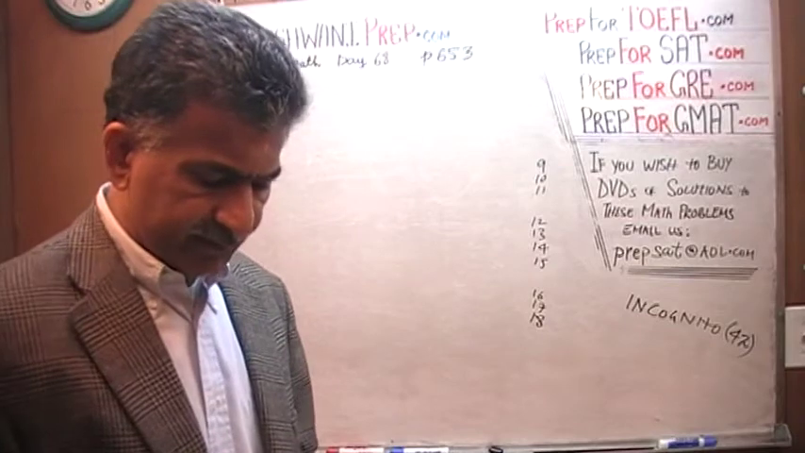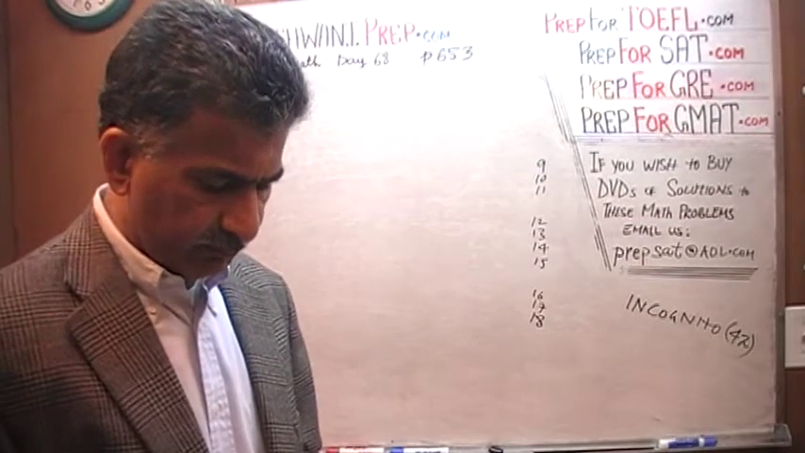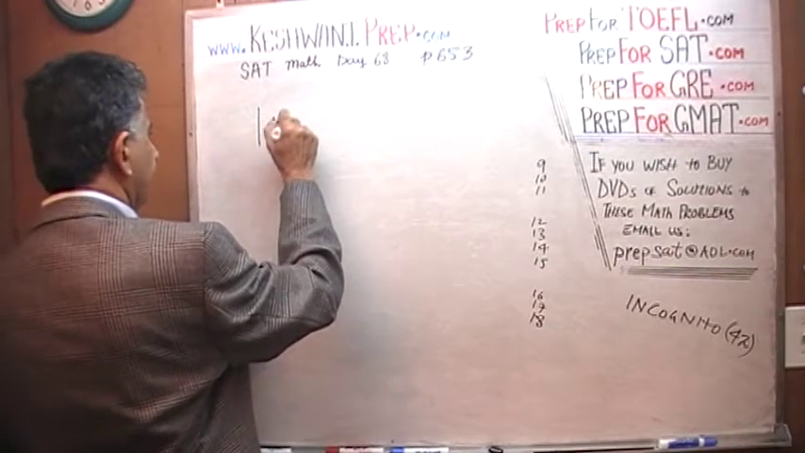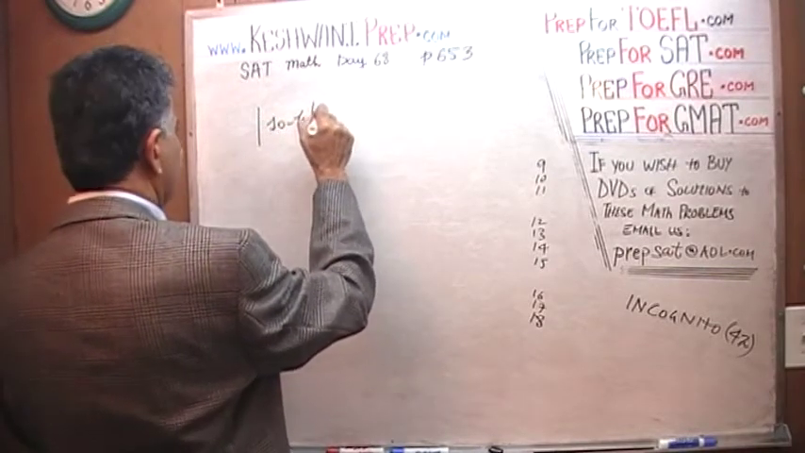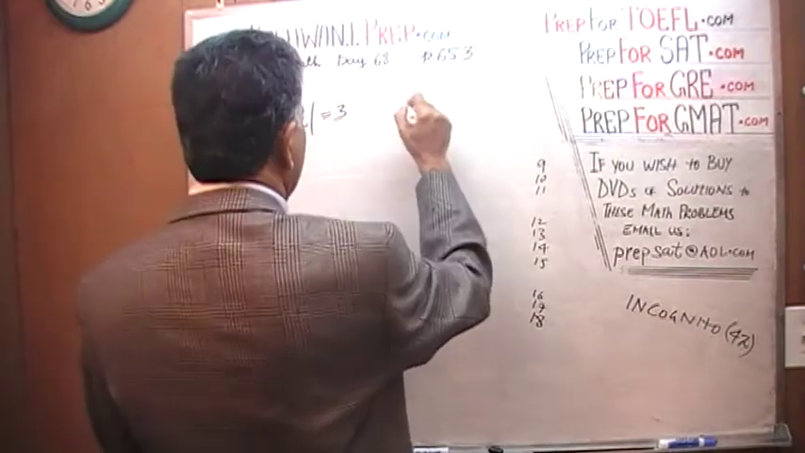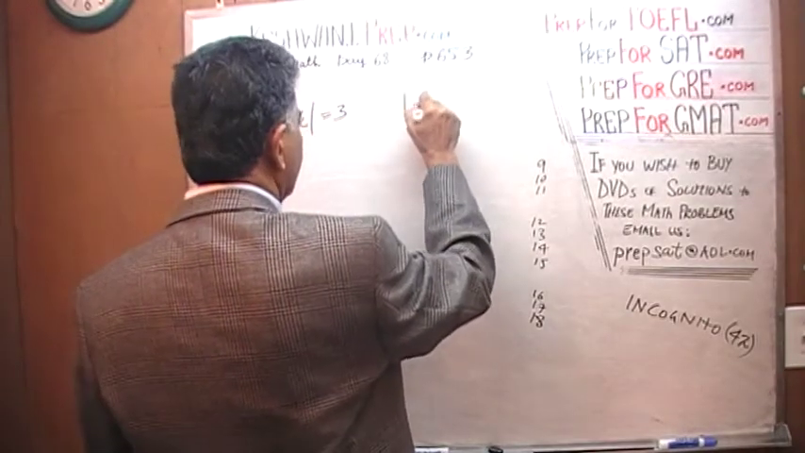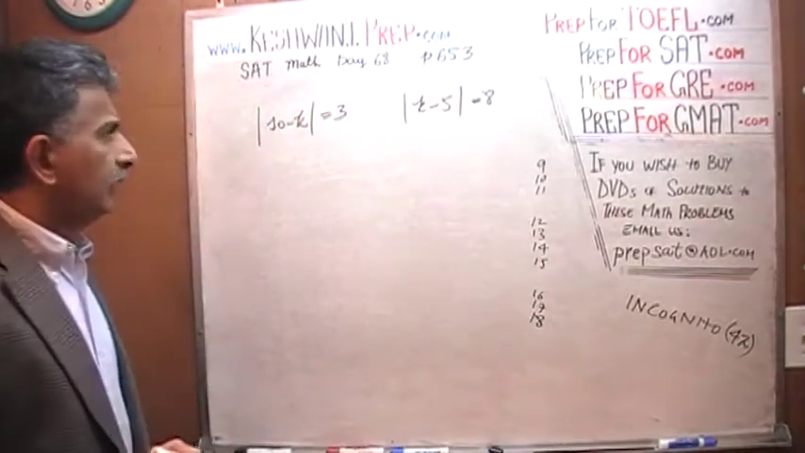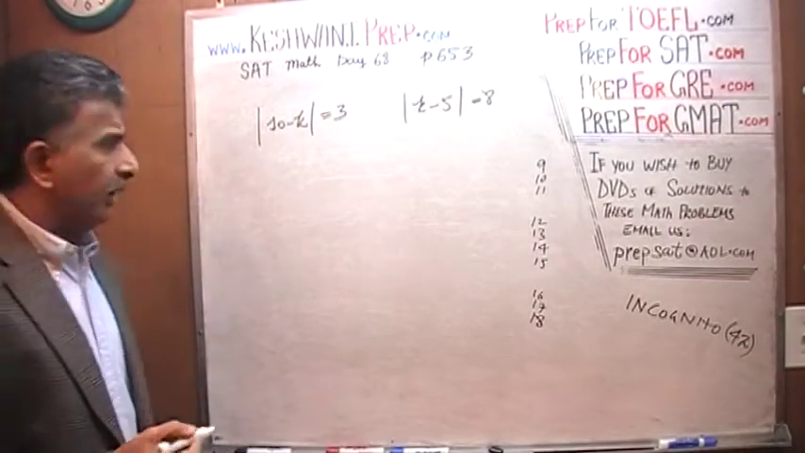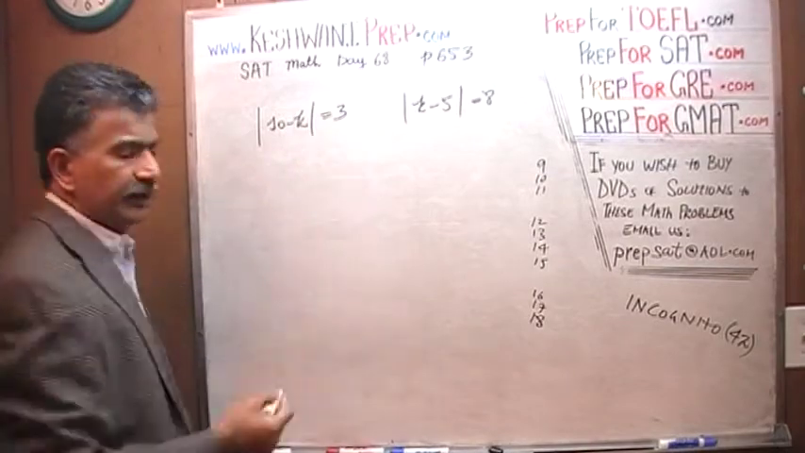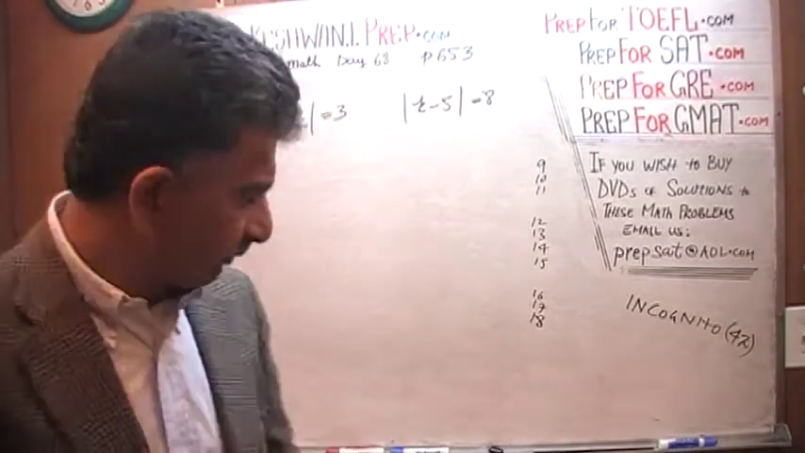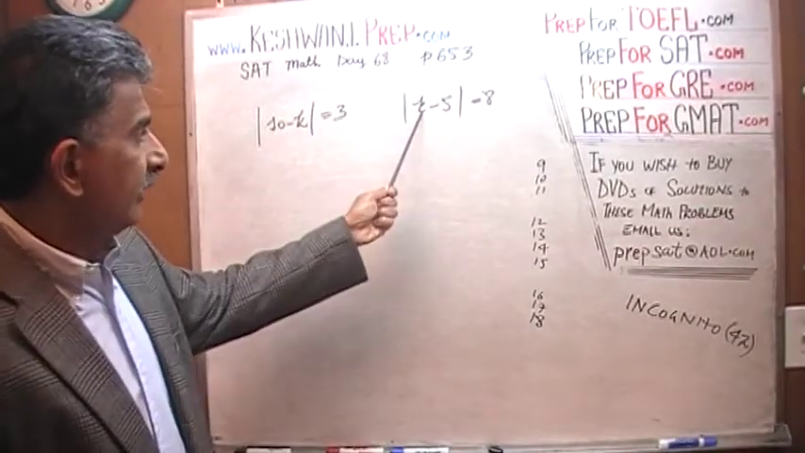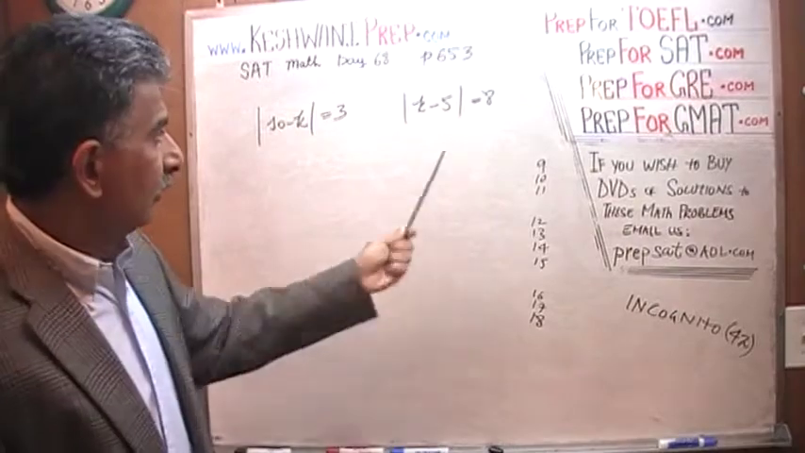What is the value of k that satisfies both equations above? The first one tells us the absolute value of 10 minus k has to equal 3. The second one tells us that the absolute value of k minus 5 equals 8. Now, the very first thing that comes to a person's mind is 7. 10 minus 7 is 3, but if you put 7 in here, 7 minus 5 does not equal 8. So let's work on this one first.